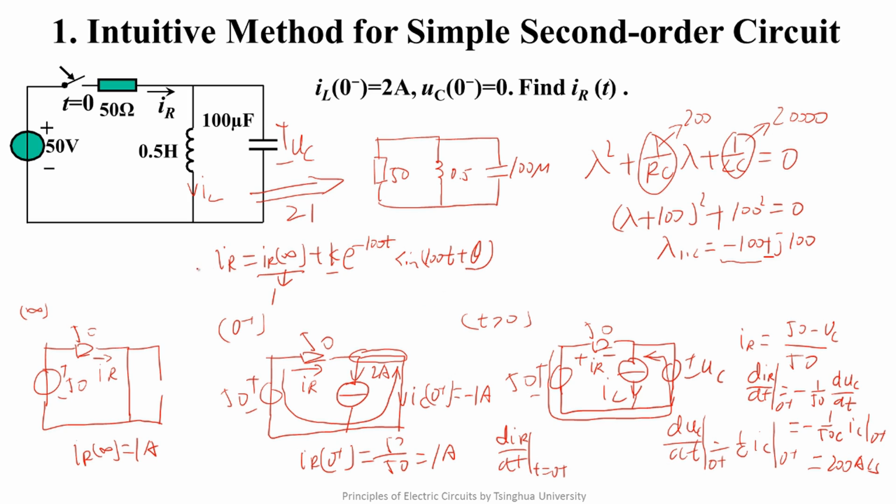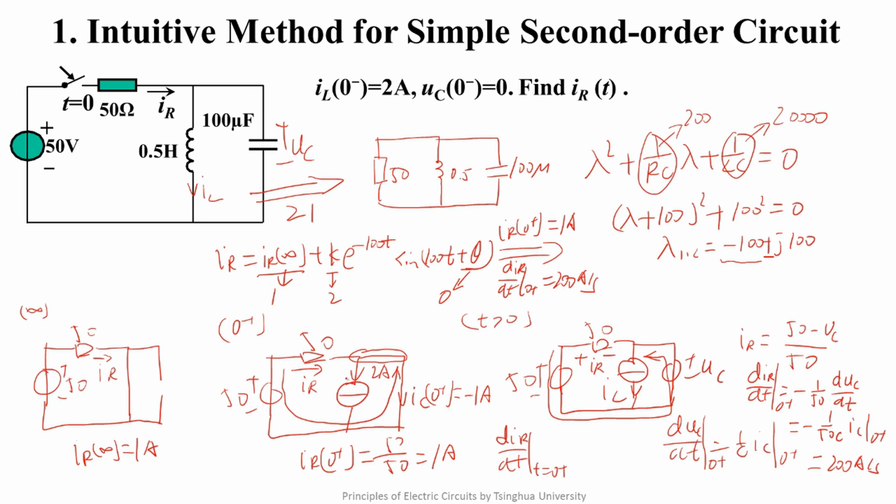For such a general solution expression, we can use two conditions. That is, IR(0+) equals 1 ampere and dIR/dt at t equals 0 plus equals 200, to find out that K equals 2 and theta equals 0. So we finish the solution of the whole circuit.